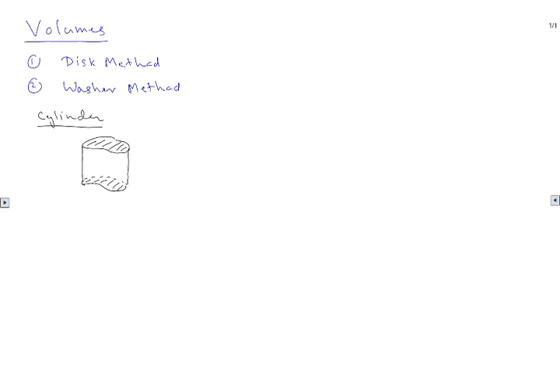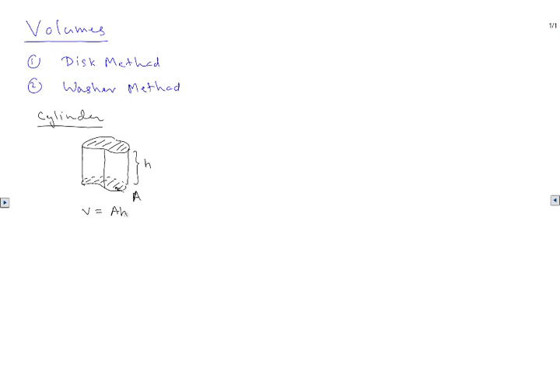Then what is the volume of this? If you want to find the volume of this cylinder, we're going to call this the height, and this base has the area. I'm going to call this A, the base area. If you know the base area and the height, the volume is simply base times height, so AH. That's the volume. Volume is AH.